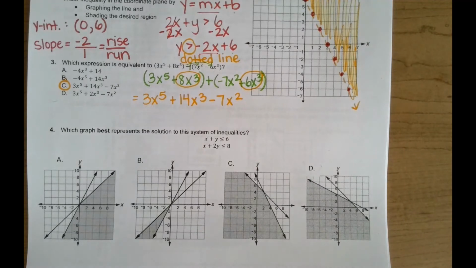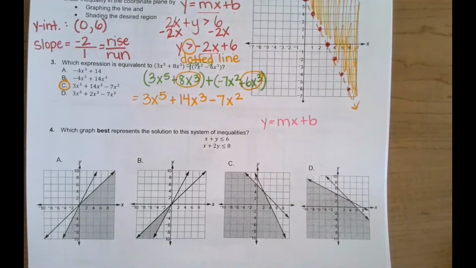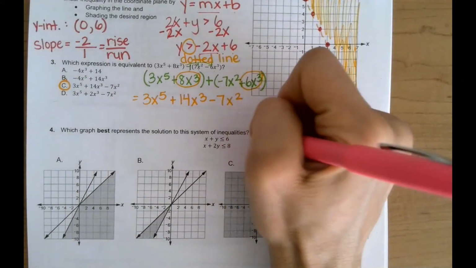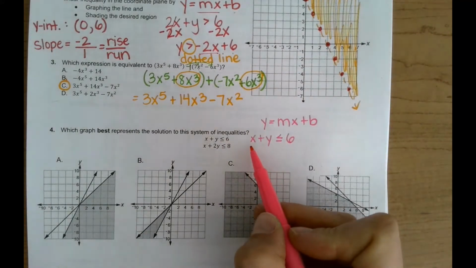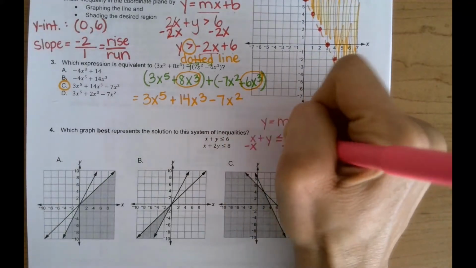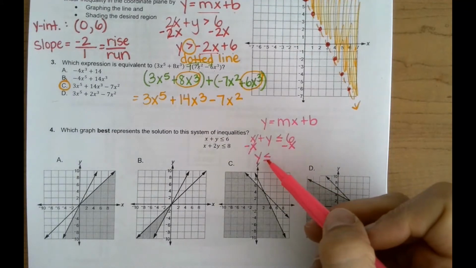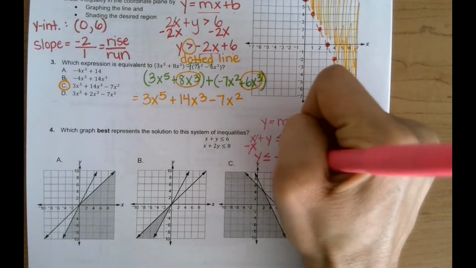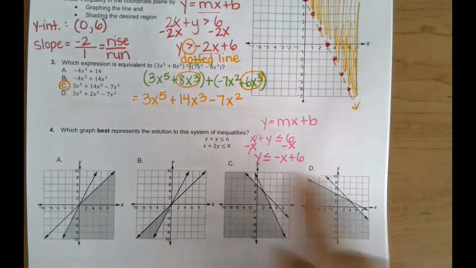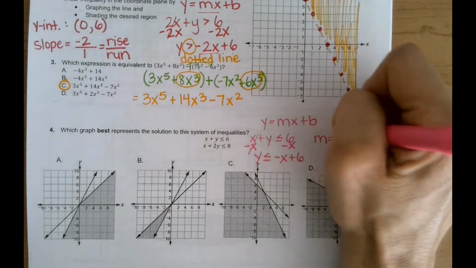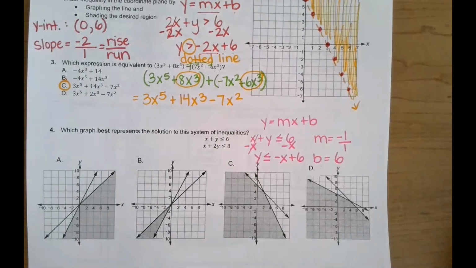So first I'm going to convert these to y equals mx plus b. So this first one, x plus y is less than or equal to 6. I need to move this x to the other side. So if it's positive x, the inverse is negative x to both sides. Then these cancel out, so I just get y is less than or equal to negative x plus 6. And then for this one, my m is -1 over 1, and my b value, or y-intercept, is 6.